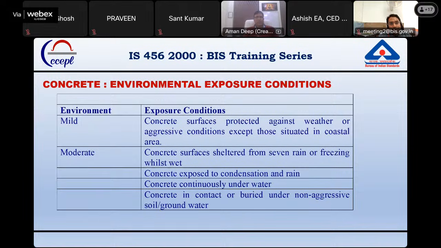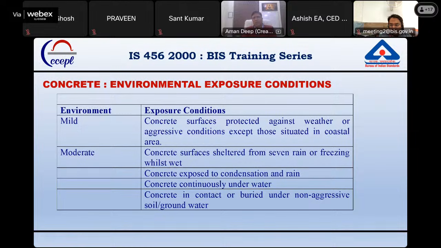So to understand which exposure is what, when we consider mild environmental exposure, the exposure conditions could be the concrete surface is protected against the weather or aggressive conditions, except those situated in coastal areas. Now, even if you are protecting these concrete surfaces in coastal areas, even then that will not be covered under mild. If in normal areas where the area is not under coastal zone, if we have protected the surface, then the environment may be considered as mild. Otherwise, it will go to moderate.